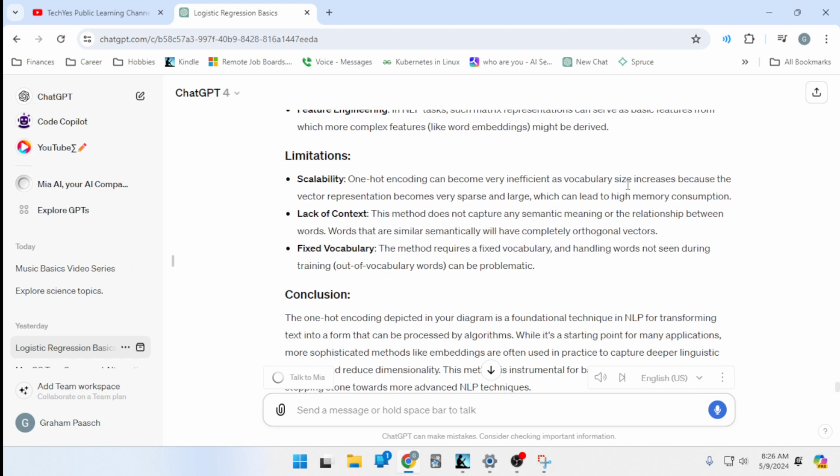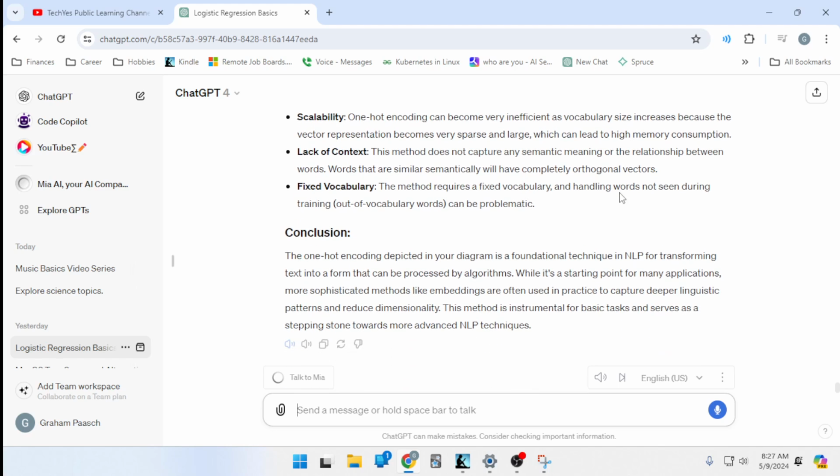Limitations. Scalability: one-hot encoding can become very inefficient as vocabulary size increases because the vector representation becomes very sparse and large, which can lead to high memory consumption. Lack of context: this method does not capture any semantic meaning or the relationship between words. Words that are similar semantically will have completely orthogonal vectors. Fixed vocabulary: the method requires a fixed vocabulary, and handling words not seen during training, out-of-vocabulary words, can be problematic. Conclusion. The one-hot encoding depicted in your diagram is a foundational technique in NLP for transforming text into a form that can be processed by algorithms. While it's a starting point for many applications, more sophisticated methods like embeddings are often used in practice to capture deep linguistic patterns and reduce dimensionality. This method is instrumental for basic tasks and serves as a stepping stone toward more advanced NLP techniques.